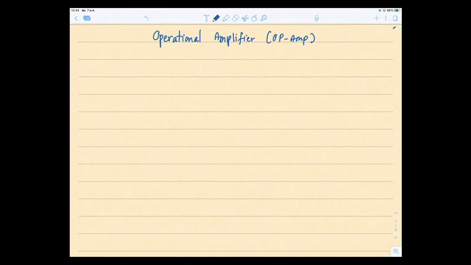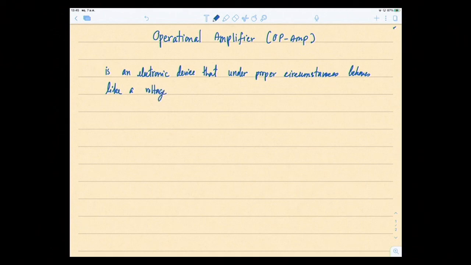So first of all, the operational amplifier, op-amp, is an electronic device that, if you operate it under proper circumstances, will behave like a voltage controlled voltage source with a very high gain.